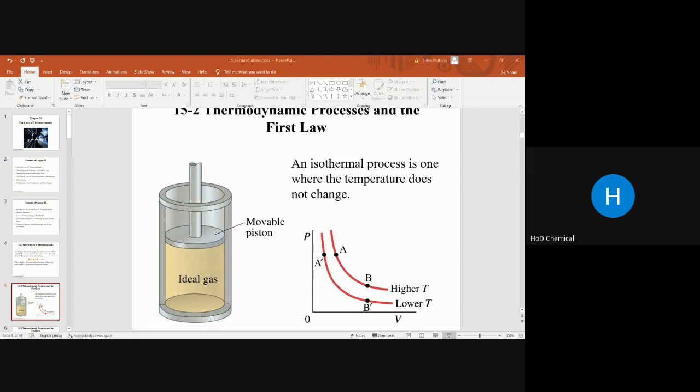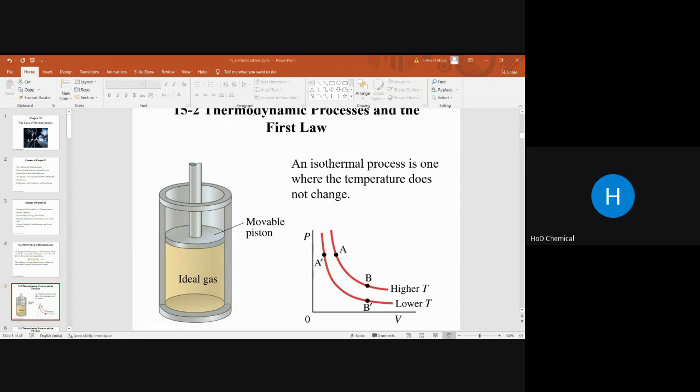Now, in this process, simply the thermodynamic processes and the first law. We already know about the isothermal process, isobaric process, isovolumetric process, and adiabatic process. What is constant in each process? In the isothermal process, T is constant. In the isobaric process, P is constant. In the isovolumetric process, V is constant. And in the adiabatic process, Q equals 0 is constant, where Q is the heat transfer.